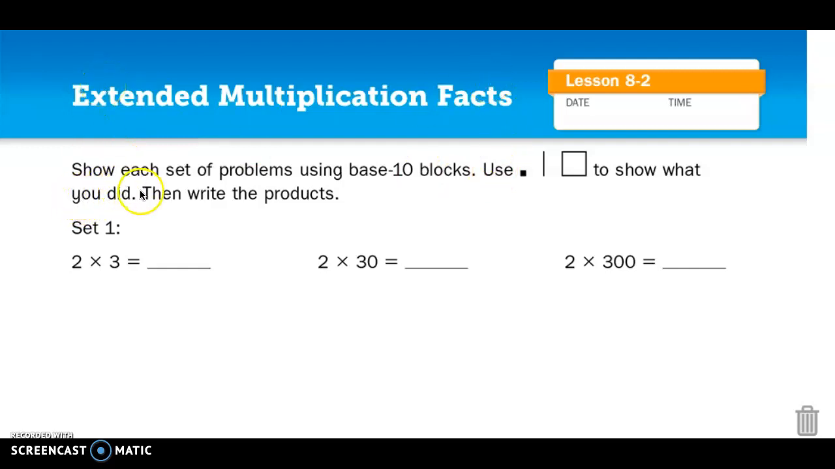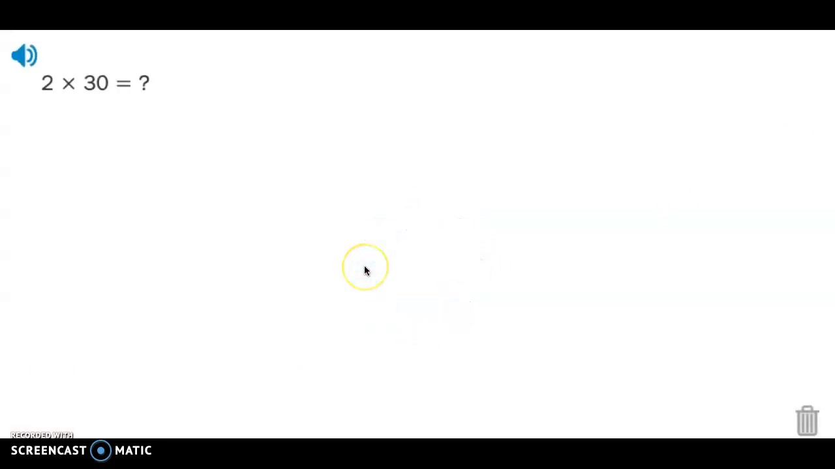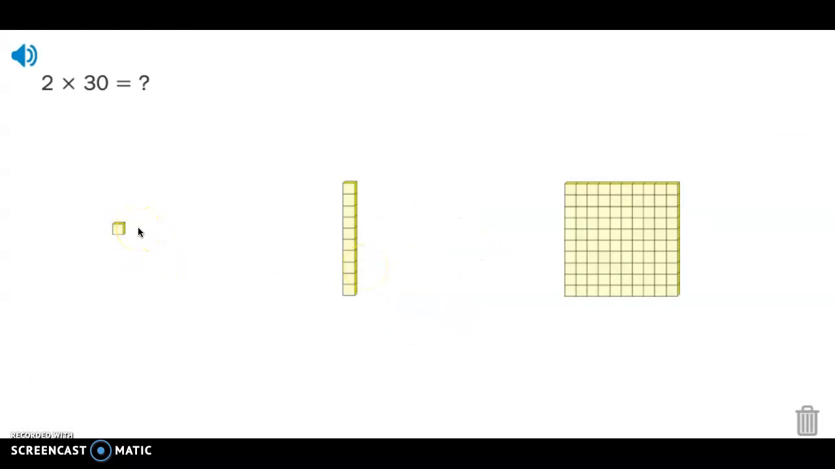All right, it says show each set of problems using base 10 blocks. Use a small filled-in square, a line, and a large open square to show what you did. Then write the products. Remember, we know that the word products means the answer to a multiplication problem. And if you see, we have two factors, a factor times a factor, and that'll give us our product, our answer.